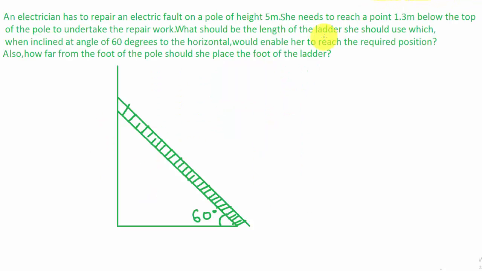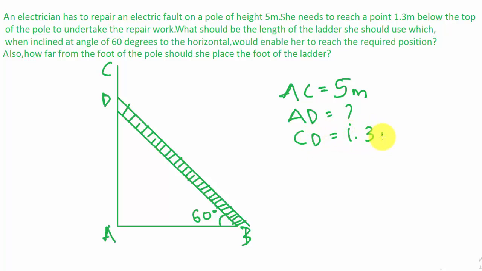Okay, so this is example 2 of that chapter, some applications of trigonometry. Now, in this example, the diagram is pretty simple. They already gave the diagram. Now, let's just name this for now A, and then maybe B, then let this be C. Now what they gave was AC equal to 5 meters, and AD you don't know, you need to find out, and CD is equal to 1.3.